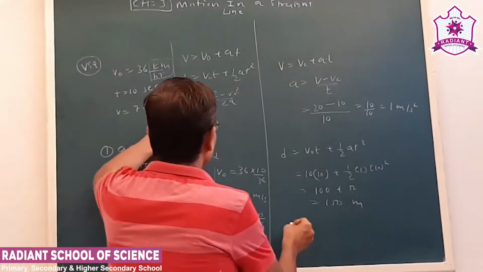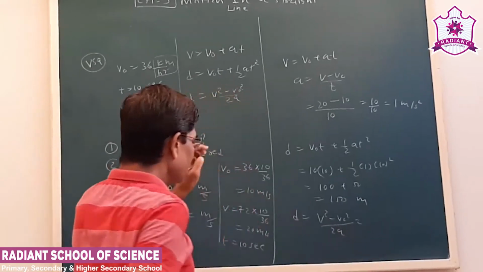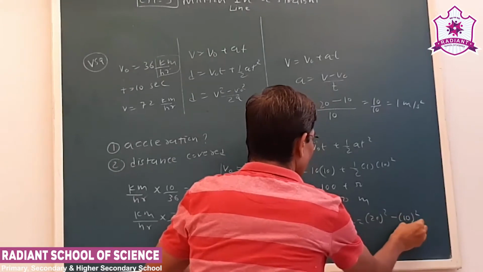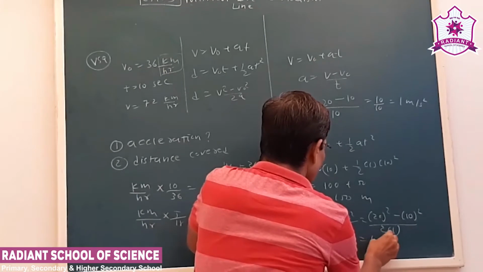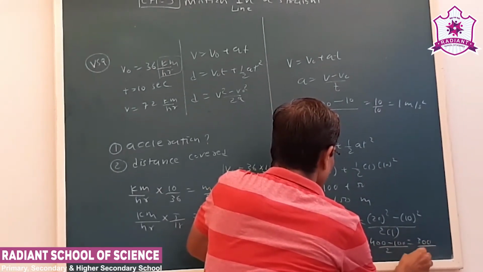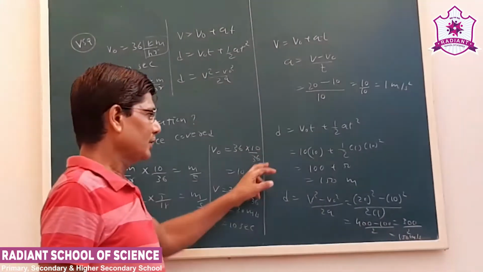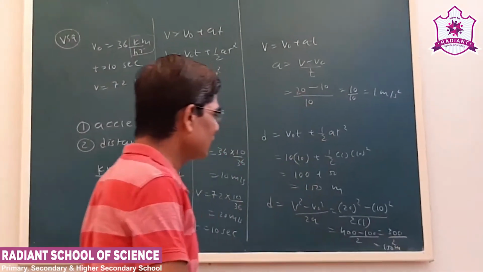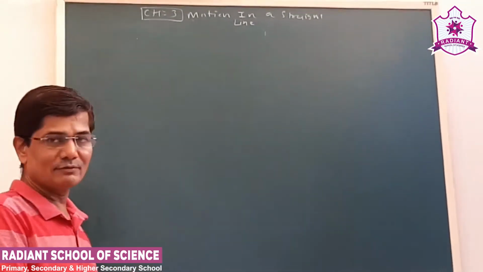Now, we can use this formula also: v square minus v0 square upon 2a. The final velocity is 20, and the acceleration we just found out is 1. So it is 400 minus 100 upon 2. What we see here is that by both formulas we get the same result. The displacement or distance covered will be in meters. Now we saw how to use the equations we derived.